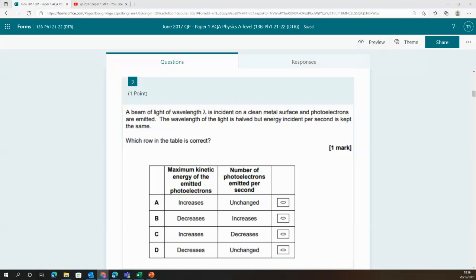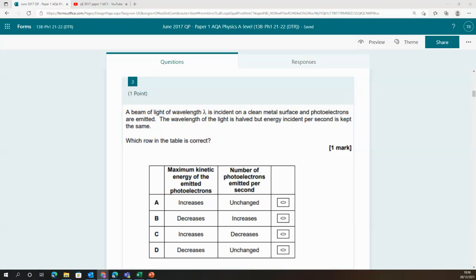This question asks us to make a comparison between two different situations. The first situation it talks about, and then it makes a comparison with the second. So the wavelength of the light is halved. So we get some photoelectrons, then we halve the wavelength. Bear in mind that halving the wavelength actually doubles the energy, because wavelength is inversely proportional to energy. So halving the wavelength effectively doubles the frequency, so we double the energy.